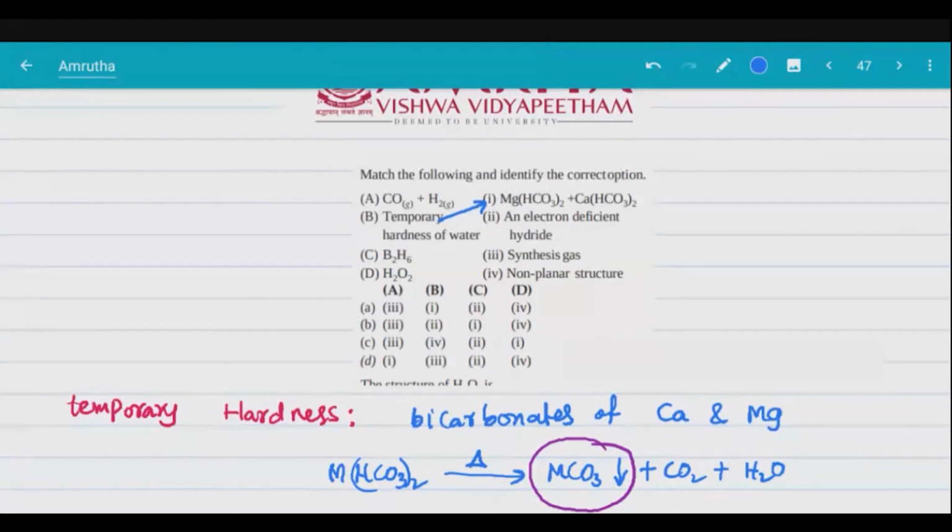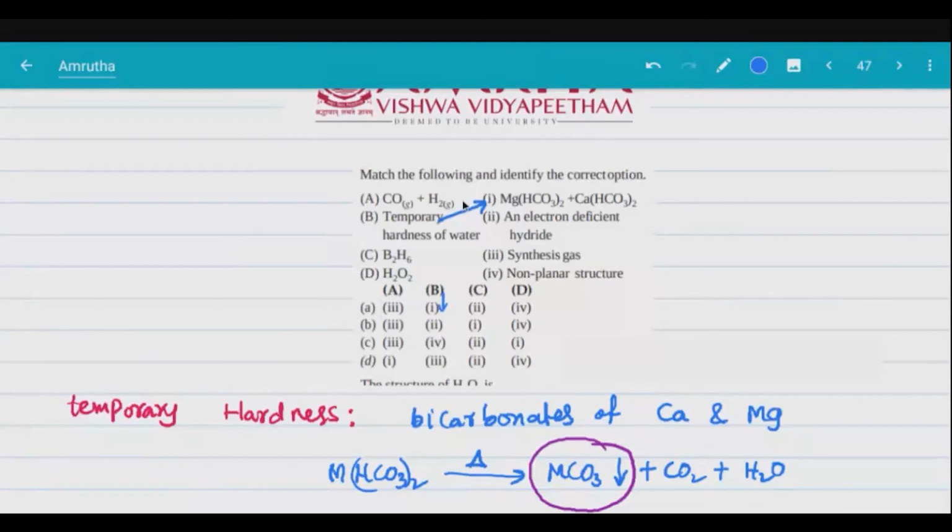Yes, we'll continue. Okay, fine. Listen carefully. So temporary hardness because of bicarbonate. B is one. Yes, B is one. There is only one option. It is matching with this, right?